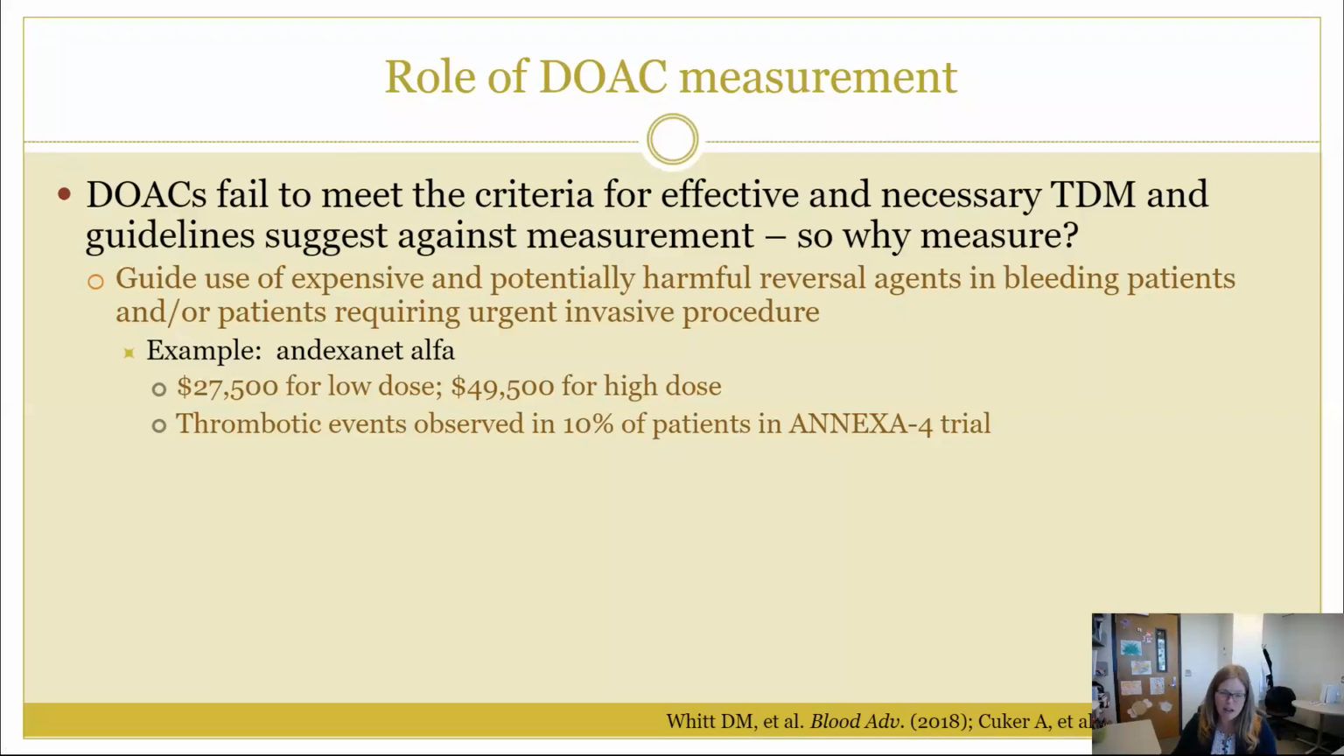One example is andexanet alfa, and this is the reversal agent for rivaroxaban and apixaban. Just to give you an idea, it's tens of thousands of dollars for the low and the high dose therapy, and this is dependent on how long ago the patient's last dose was. And not only from a financial consideration, but also from a patient safety perspective, the ANNEXA-4 trial was a clinical trial that led to the approval of this reversal agent, and thrombotic events were observed in 10% of patients on this trial. And so having a tool to guide the use of this therapy can be helpful.